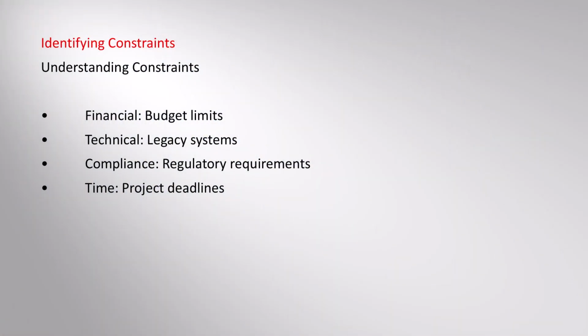The next movement in step 1, understanding business objectives, is identifying constraints, and it is crucial for aligning cloud solutions architecture with real-world limitations and expectations. Constraints are the boundaries within which a project operates.